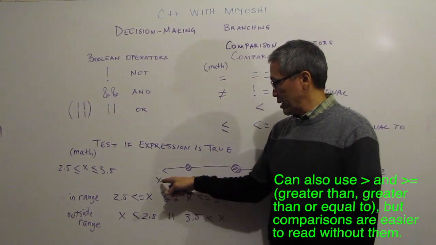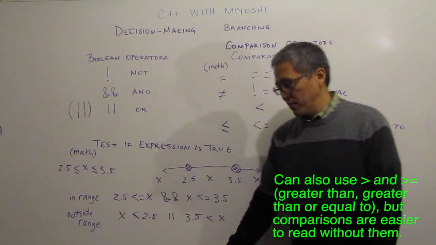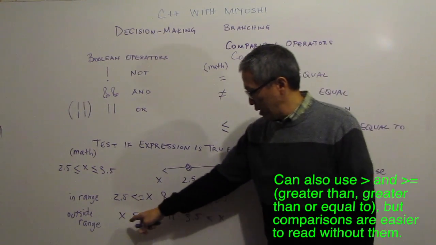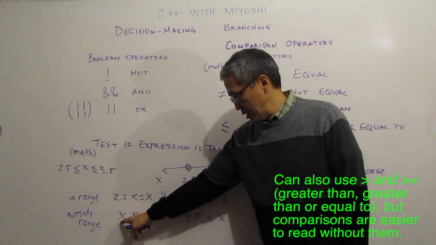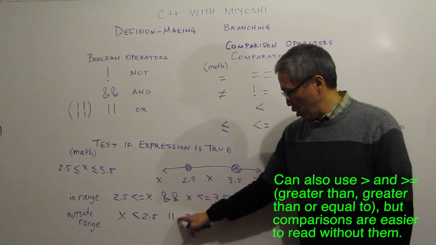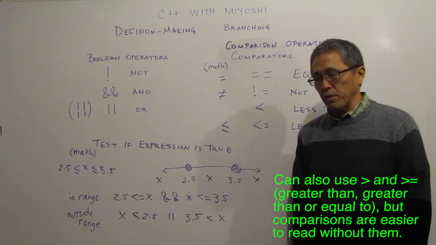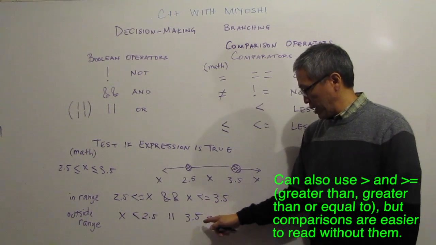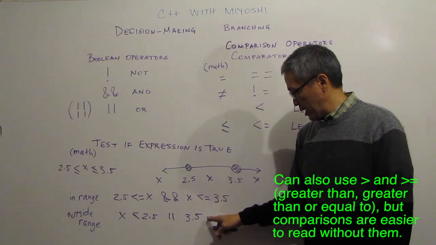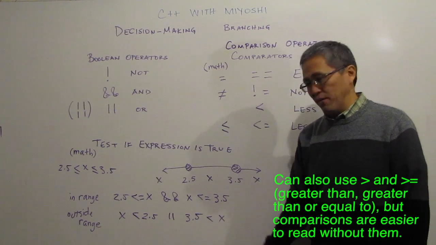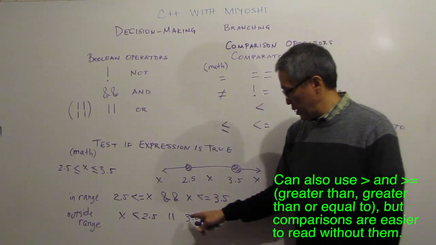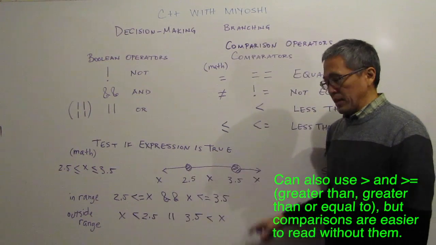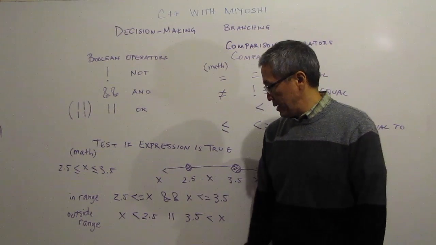If I'm outside the range, that would be x is less than 2.5 or x is greater than 3.5. Notice that I said x is greater than 3.5, but I don't use the greater than symbol. I just use the less than symbol because I want the 3.5 on the left of my x to show that the x is greater than that. And again, this looks much more like the number line that we see up here.